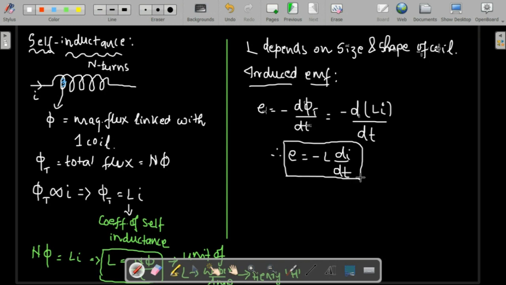This is my relation for induced EMF. Induced EMF plays a very important role when we are talking about inductors. If we consider a solenoid, we can also find out the self inductance for a solenoid. It's a very short derivation. Let's do it quickly.